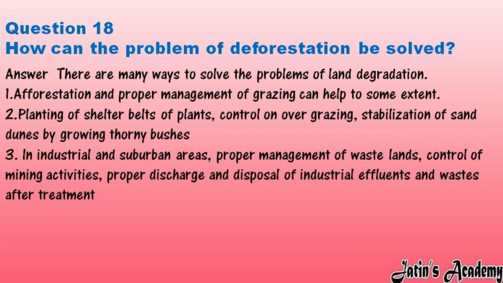Question 18. How can the problem of deforestation be solved? Answer. There are many ways to solve the problems of land degradation. 1. Afforestation and proper management of grazing can help to some extent. 2. Planting of shelter belts of plants, control on overgrazing, stabilization of sand dunes by growing thorny bushes.